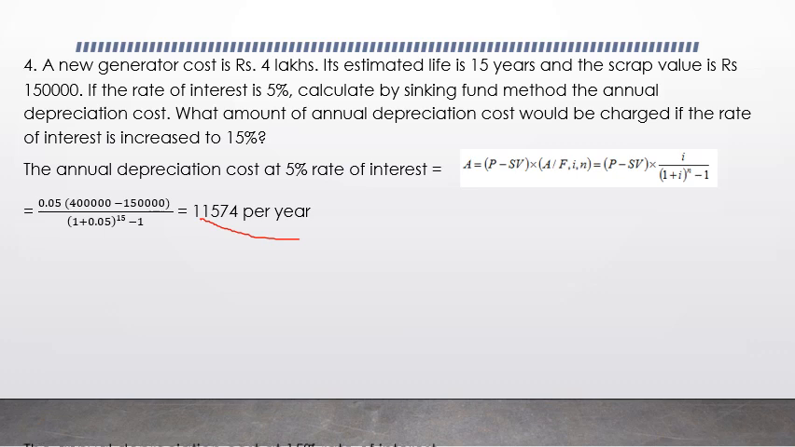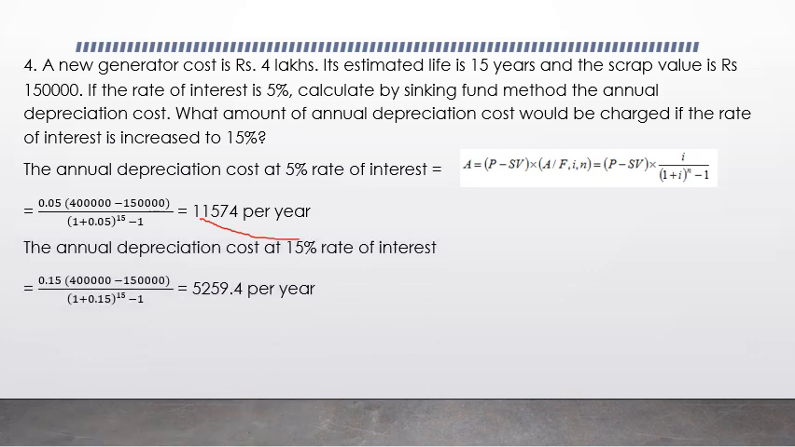So if the interest rate is 15%, what would be the depreciation amount? It would be 5259.4 per year, in the sense it's for the first year. Okay, it's not per year exactly, it is for the first year. So next year it goes on increasing.